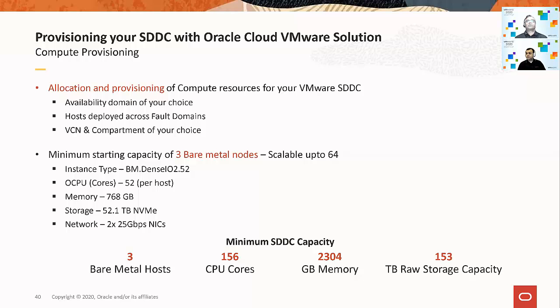The instance type that is getting provisioned is what we call the bare metal instance Dense IO 2.52. The 52 is the number of CPU cores that this shape has. It has 768 gigs of memory, 52 terabytes of storage, and two 25 gig NICs. Minimum capacity, as I spoke before, is 3 nodes, 156 CPU cores, 2.3 terabytes of memory, and 153 terabytes of raw storage, which gets configured into vSAN by the provisioning service itself.